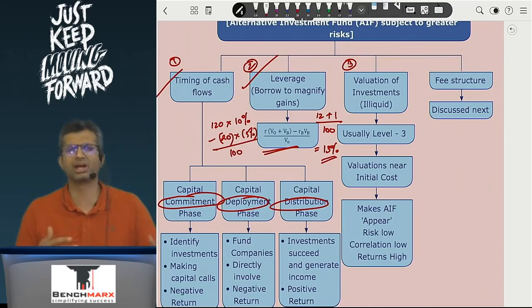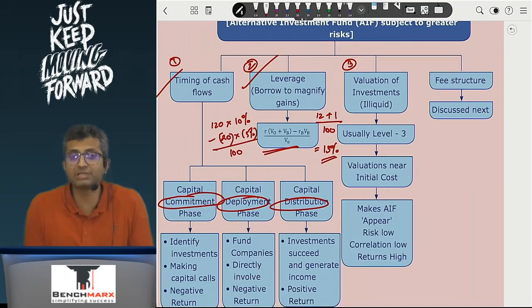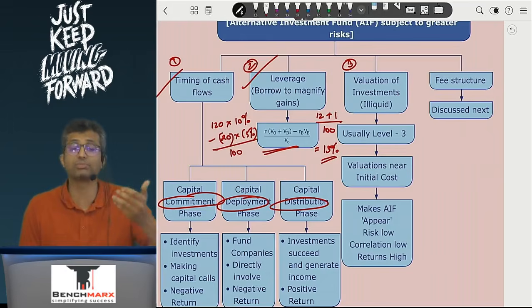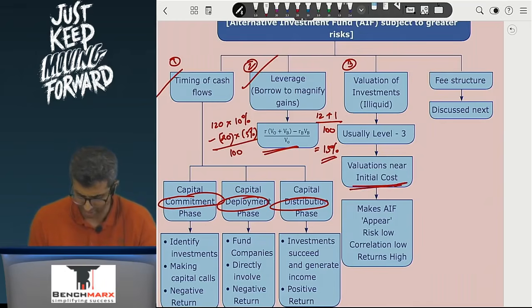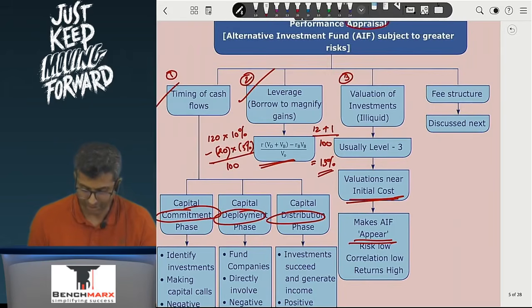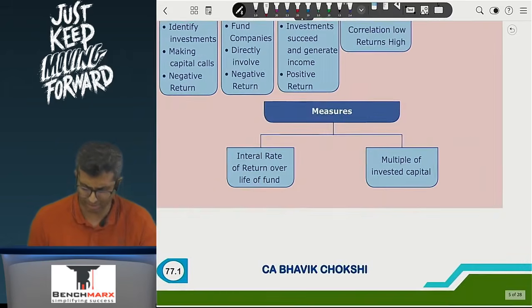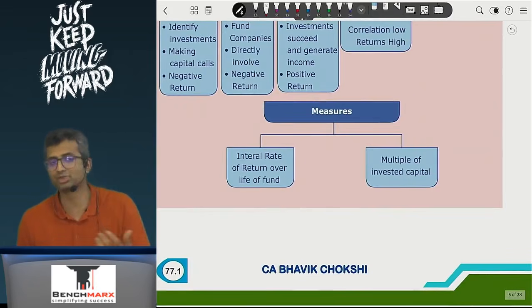If you are saying that the value is almost equal to cost till the time you exit, there will be very little deviation, and hence it might appear that your performance is great when as a matter of fact you have not been able to correctly capture the standard deviation because you are not able to correctly find the value of these investments during those intermediate periods. So valuation sometimes is near initial cost, and hence it makes investments appear low risk when they're actually not. Fee structure, as we discussed earlier and will see next, is unique, and much higher fees are there over here as compared to a typical mutual fund, etc.